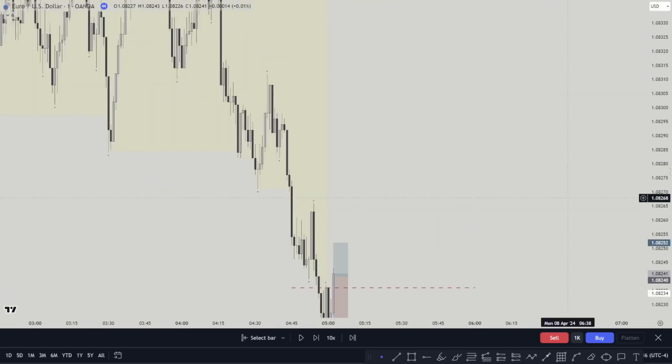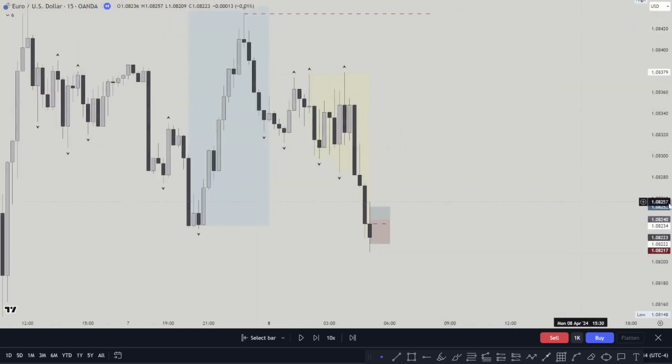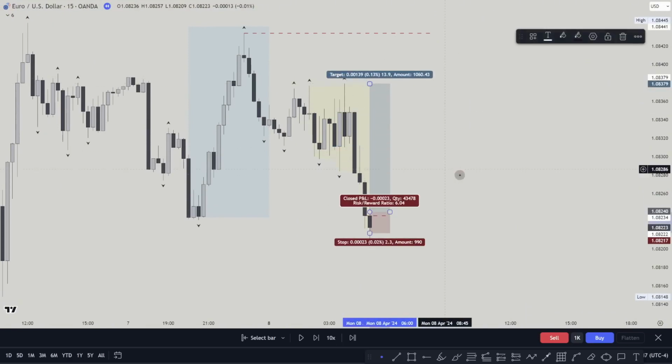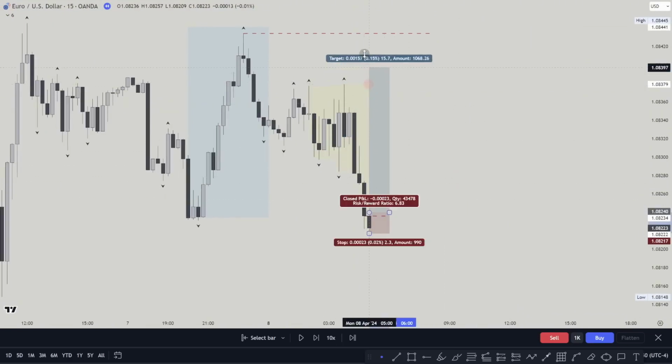What I could do now is go back to 15 minutes. The nearest fractal high is this one. That's already a 6 to 1. Now you could have also taken this one right here, Asian high here.